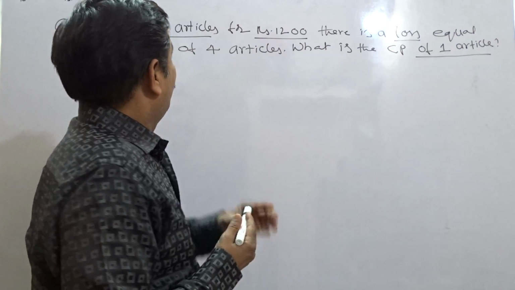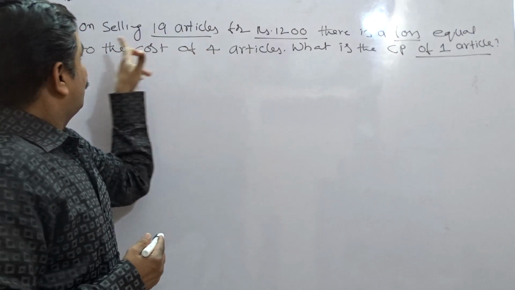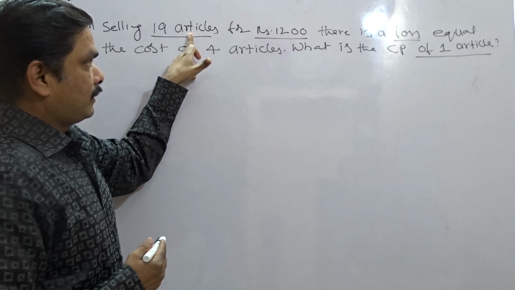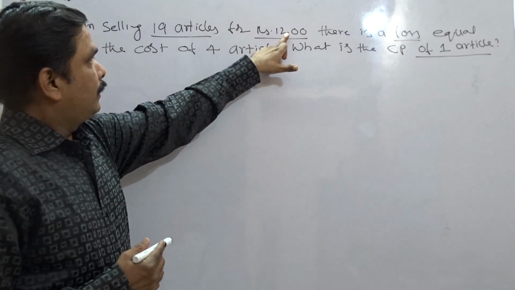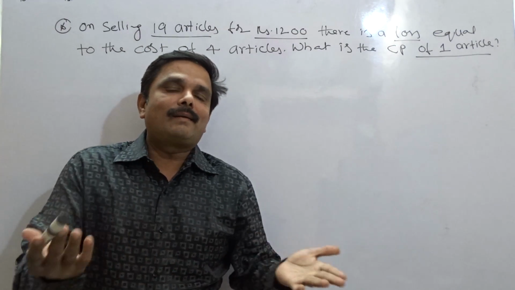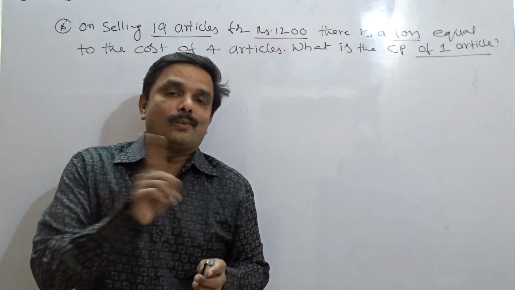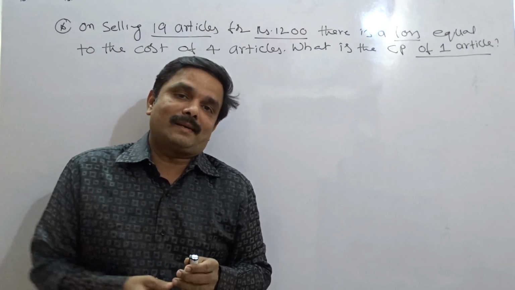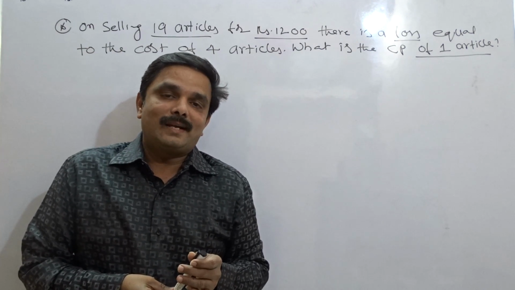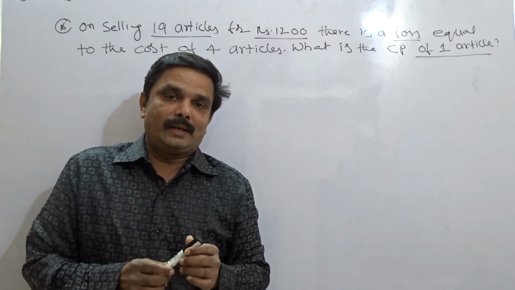Now, by reading this itself, you can come to the conclusion that selling 19 articles for some price, one person is losing the cost of 4 articles. Directly I can conclude that cost price of 15 articles is equal to selling price of 19 articles. How can we conclude that? Simple way, think in this way logically.